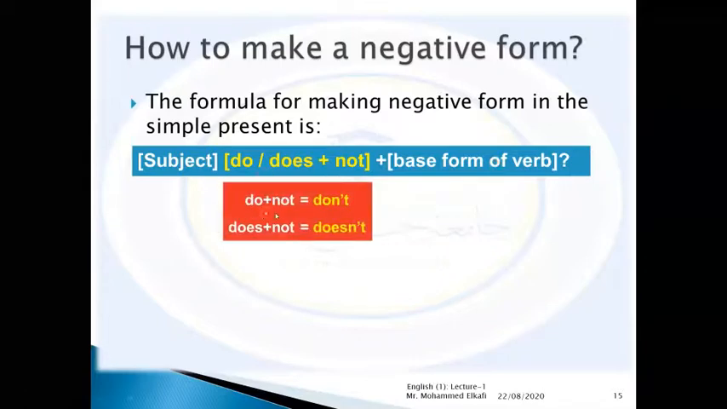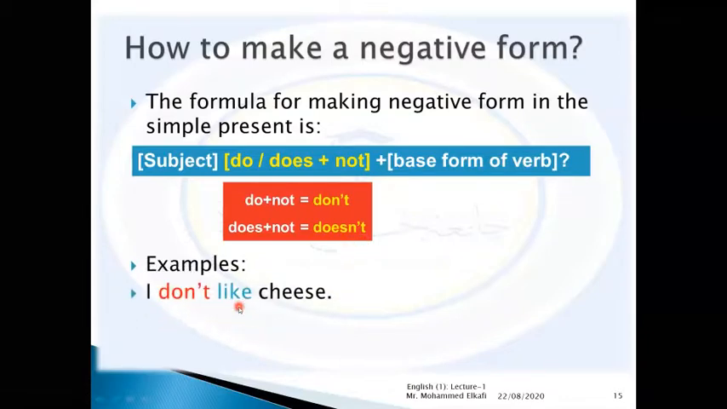When we say do not, we use a contraction for it: don't. Does not is used as doesn't. So here we can say I don't, you don't, we don't, they don't play. But he doesn't play, she doesn't play, it doesn't play. So let's think of some examples. I don't like cheese. I is the subject, so we use don't. I is from the group of I, you, we, they. So we use don't plus like without S.